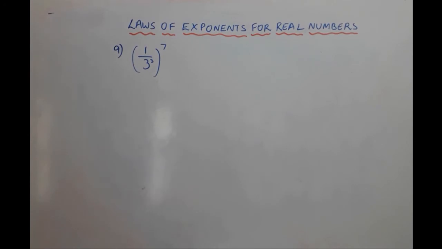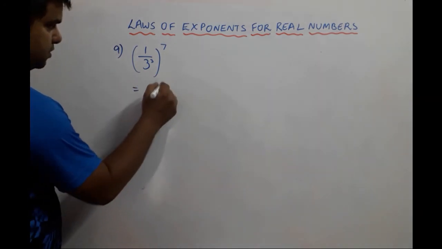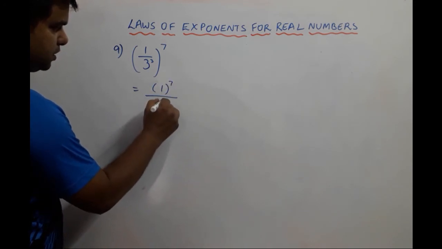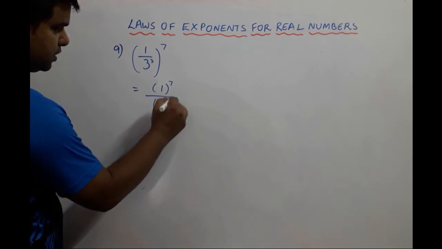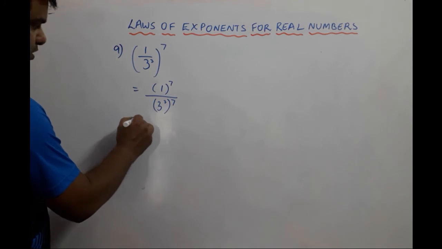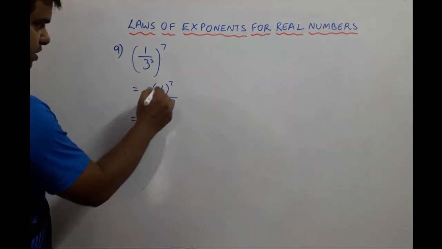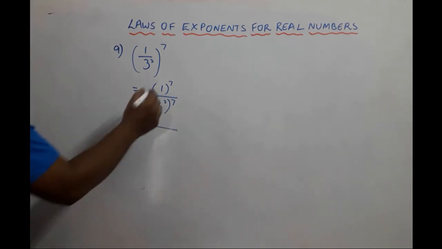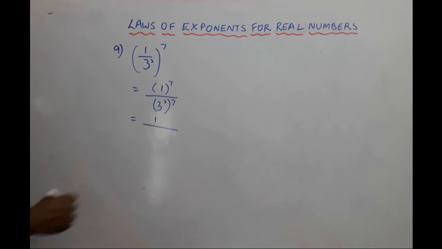Okay, so our new problem says 1 upon 3 raised to 3, the whole thing is raised to 7. So this can be written as 1 raised to 7 upon 3 raised to 3, whole thing raised to 7. That makes it easier for us to understand. In this case, 1 raised to 7 remains 1 because it's 7 times 1 getting multiplied with each other. It doesn't matter how many times you multiply 1, the answer will always be 1.